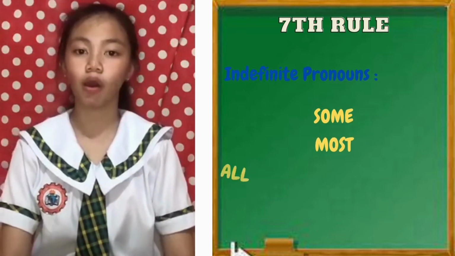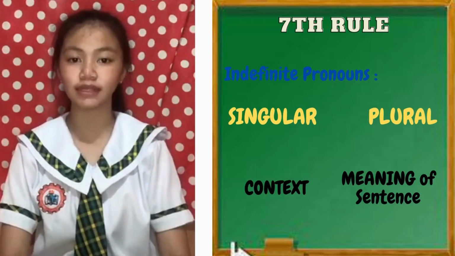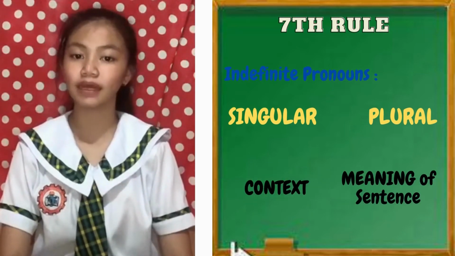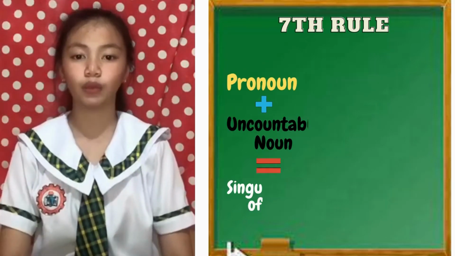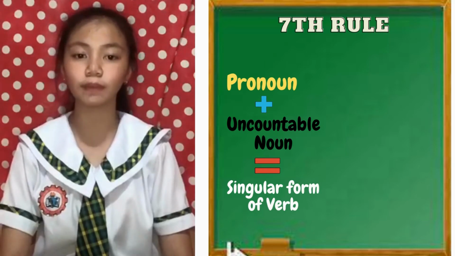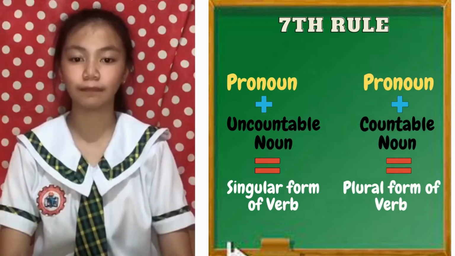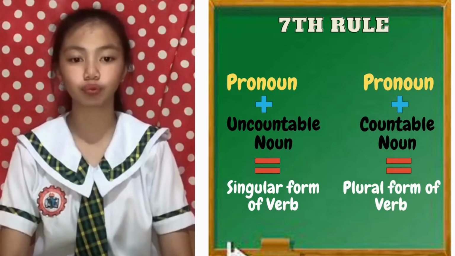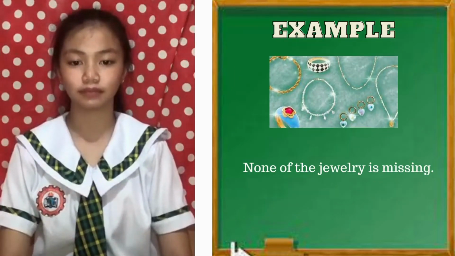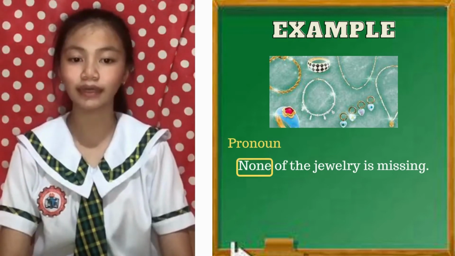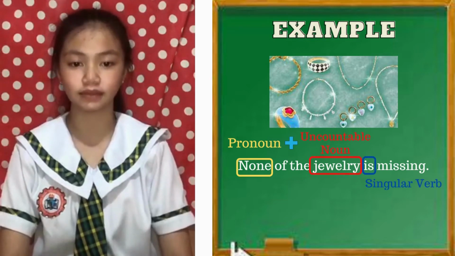Our rule number seven is the indefinite pronouns some, most, all, none, which are singular or plural according to the meaning of the sentence. It is confusing because sometimes they take a singular verb, sometimes a plural verb. When we have the pronoun and match it with an uncountable noun, we use the singular form of the verb. But when we match it with a countable noun, we use the plural form of the verb. Example: none of the jewelry is missing. We have our pronoun, which is none, and match it with jewelry. Therefore, we use the singular form of the verb is.